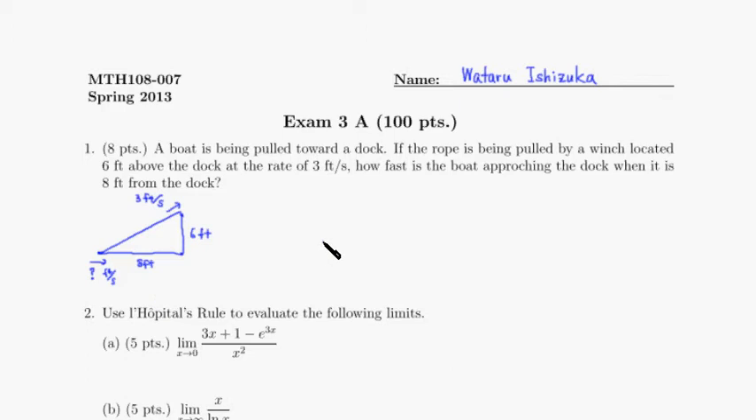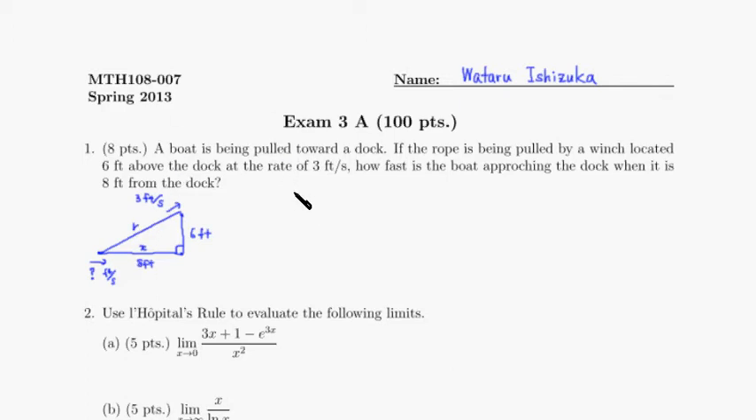All right, so we need to give variables to the moving quantities. The distance between the boat and the dock is changing, so I'm going to call that x. And the length of the rope is changing too, so I'm going to give r for that.